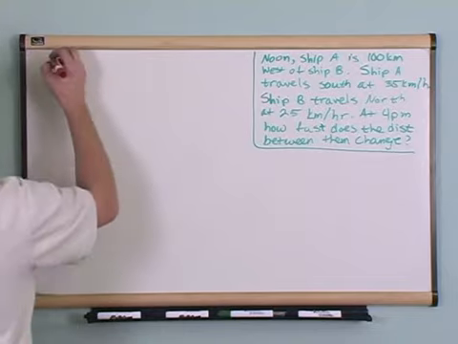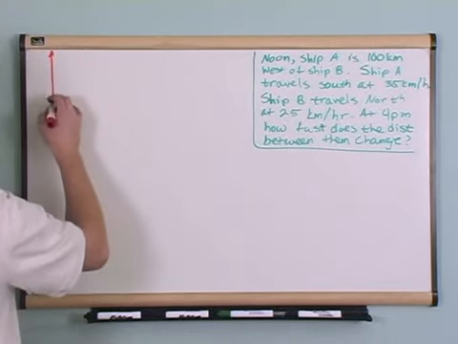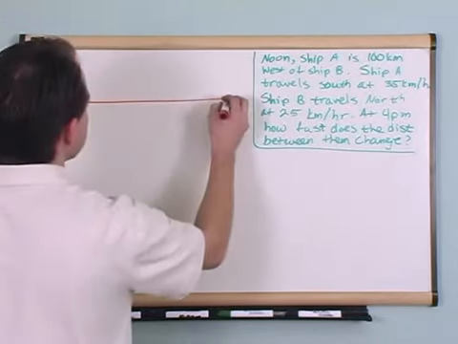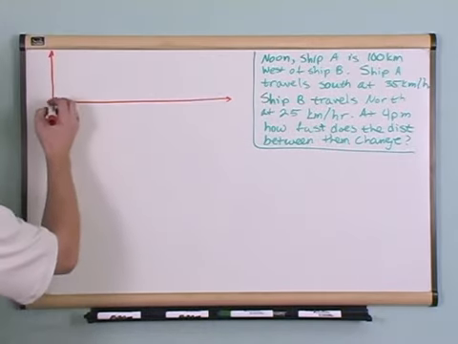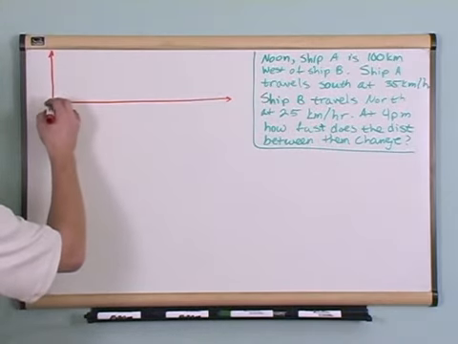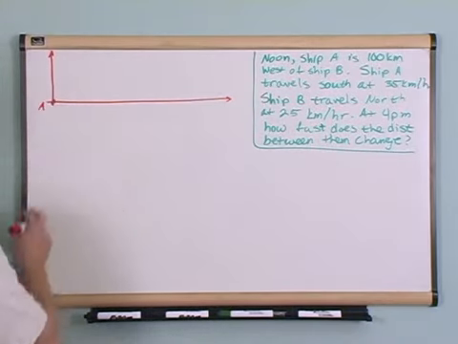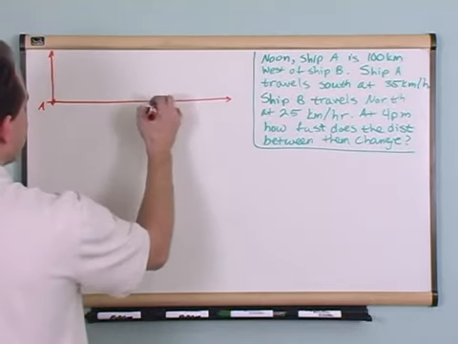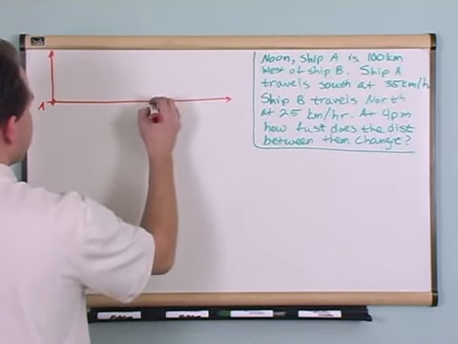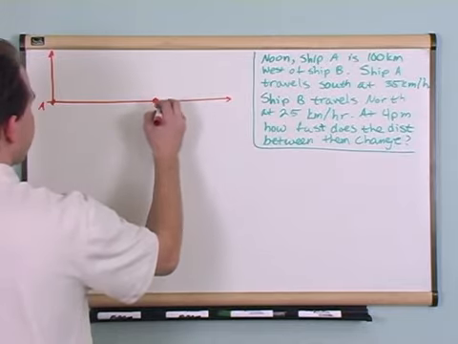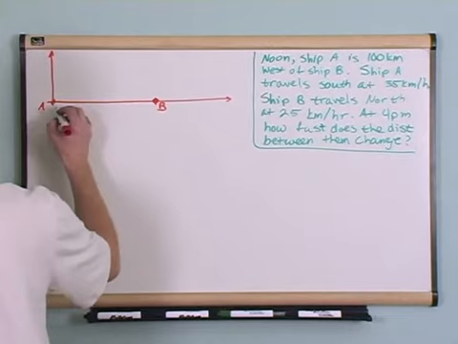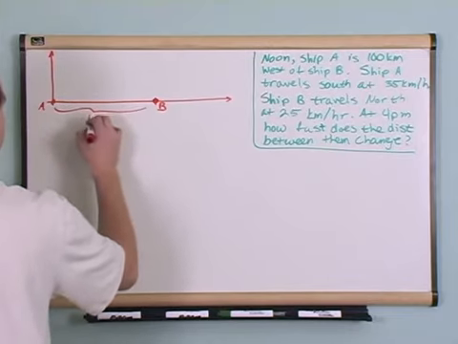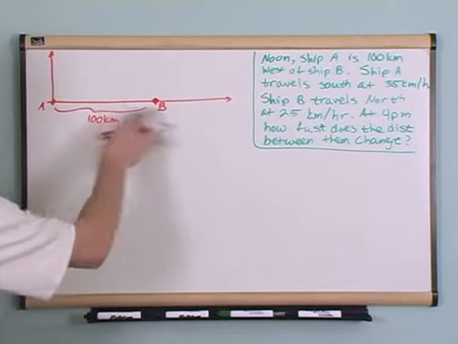So let's do this. I'm just going to draw a quick little coordinate axes there, like this. What we're going to have is, at the origin here, I'm going to put ship A. Now 100 kilometers away, I'm going to put ship B. It tells you ship A is 100 kilometers west of ship B, so as long as I make this 100 kilometers, this is okay so far.